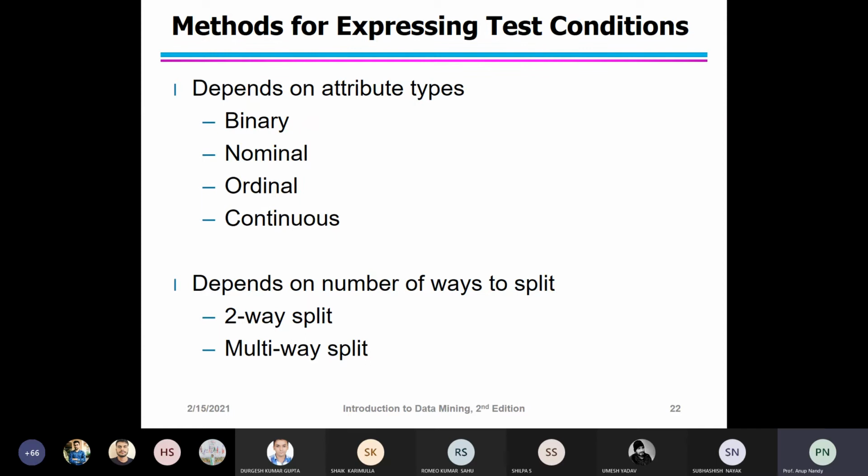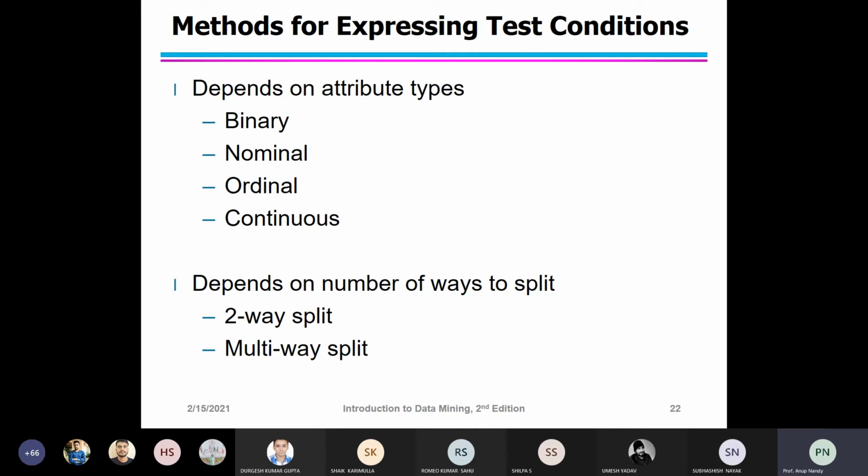Depending on the attribute type, you will have corresponding outcomes. You have binary attributes, nominal attributes, ordinal attributes, and continuous attributes. Now, for binary attributes, it depends on the number of ways to split. There are two types of split: one is called the two-way split, another is called the multi-way split.